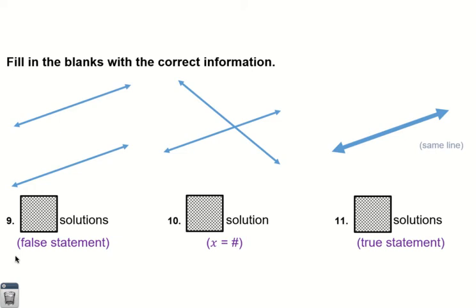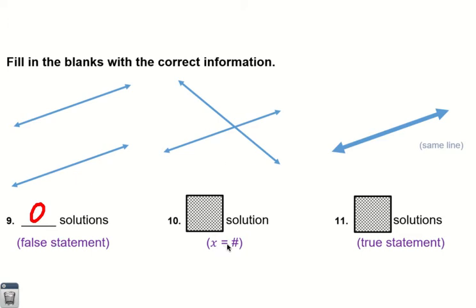9, 10, and 11 just want you to be able to fill in how many solutions, if you get a false statement, if you get x equals some number, or if you end up with a true statement. When you have a false statement, or later on we're going to see when you have two lines that have 0 points in common, you have 0 solutions.